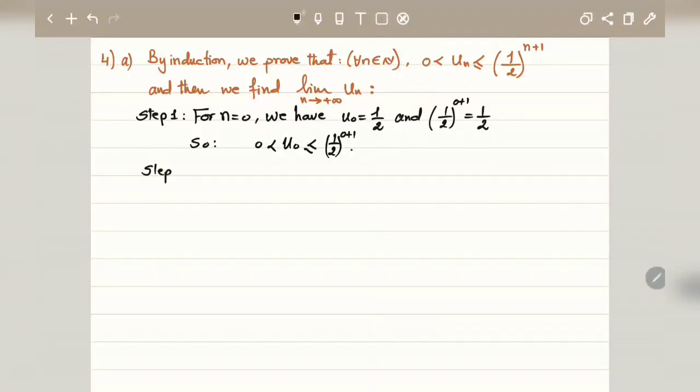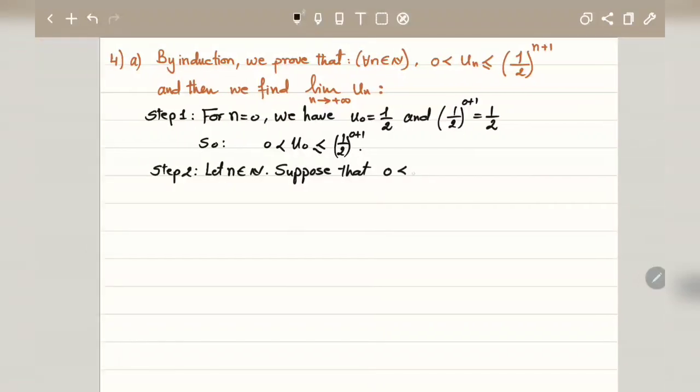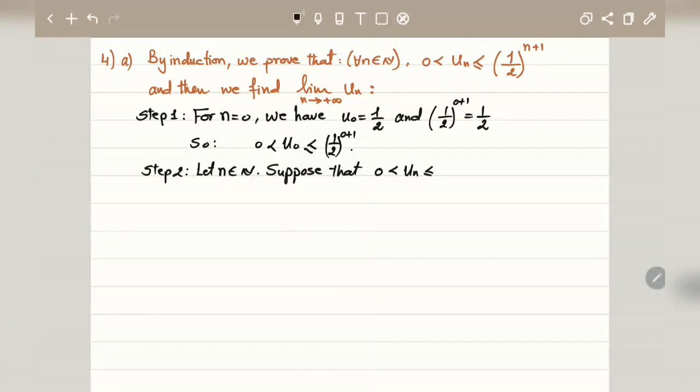Step 2, let n belong to N. Suppose that un is between 0 and 1/2 power n plus 1, then prove that un plus 1 is smaller than 1/2 power n plus 2 and positive.